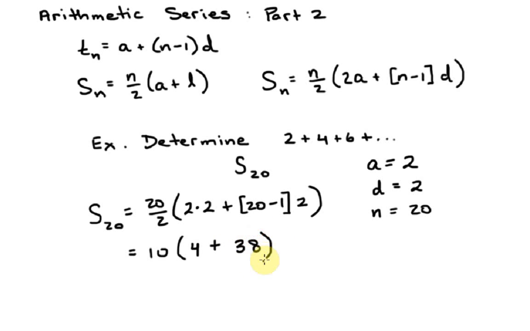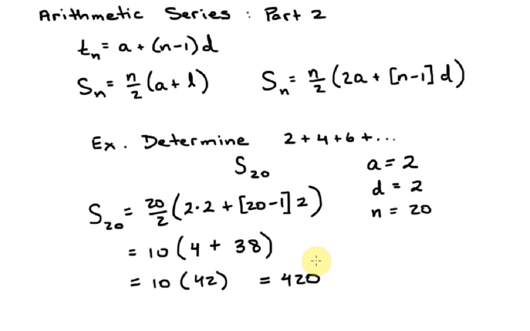38. And remember your BEDMAS. You got to do the brackets next. So leave the 10 and add together the 4 and the 38, so that's 42. And so it looks like the sum of those 20 terms is 420. So that's really all there is to it.